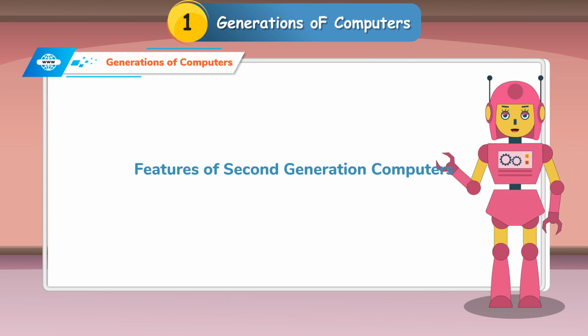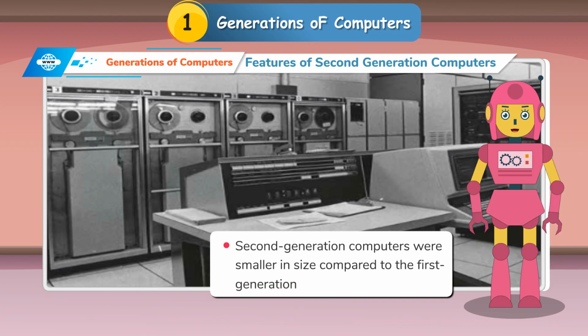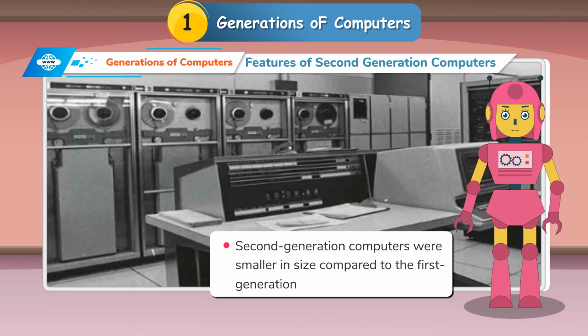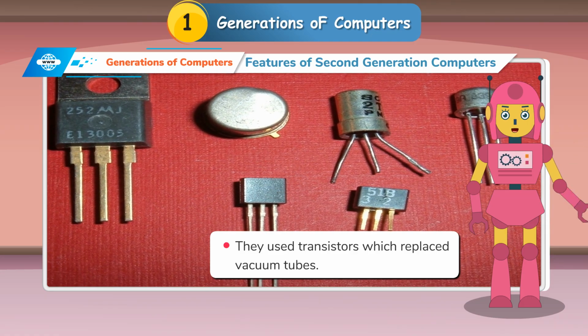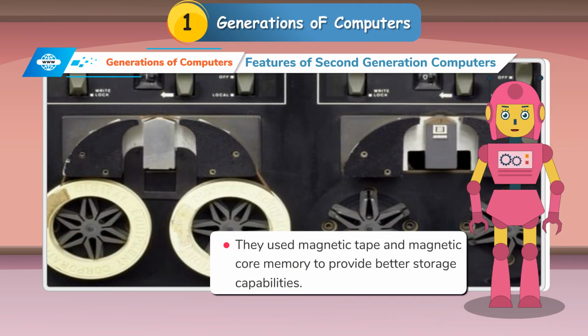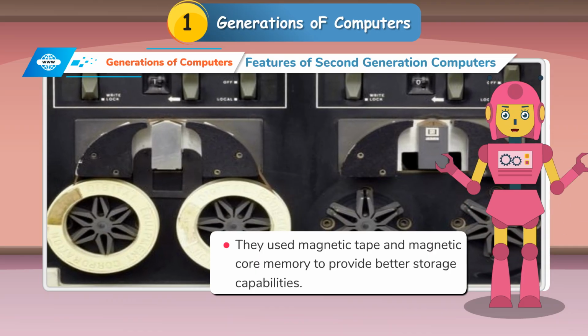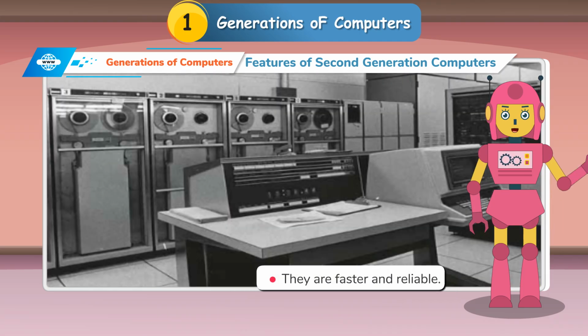Features of second-generation computers. Second-generation computers were smaller in size compared to the first generation. They used transistors, which replaced vacuum tubes. They used magnetic tape and magnetic core memory to provide better storage capabilities. They are faster and reliable.